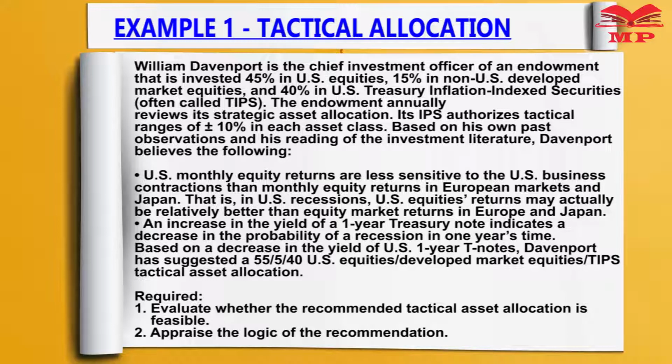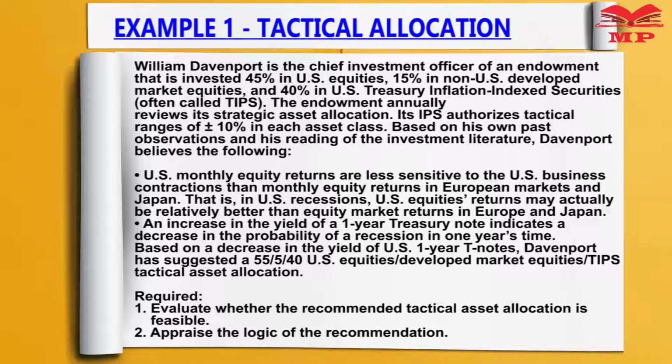Based on his own past observations and his reading of the investment literature, Davenport believes the following. Number one, US monthly equity returns are less sensitive to US business contractions than monthly equity returns of European markets, including Japan. That is, in US recessions, US equity returns may actually be relatively better than equity market returns in Europe and Japan. Number two, an increase in the yield of the one-year Treasury note indicates a decrease in the probability of a recession in 1 year's time.